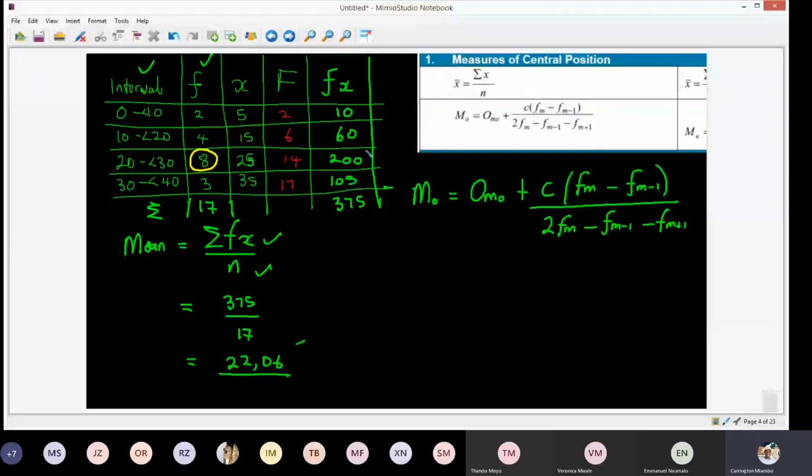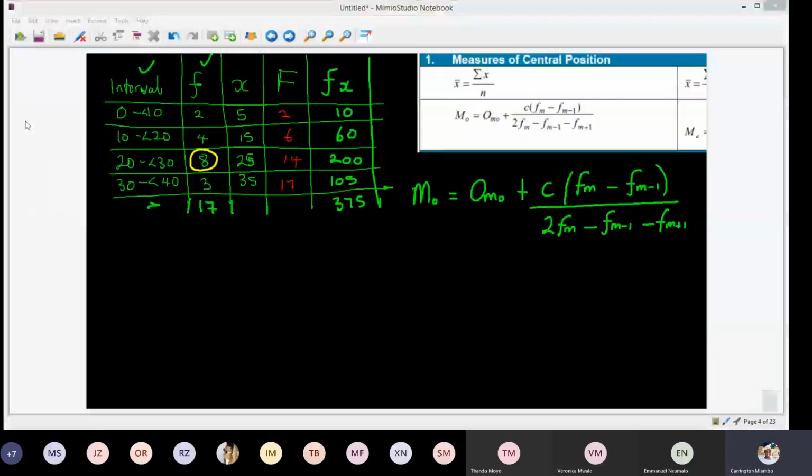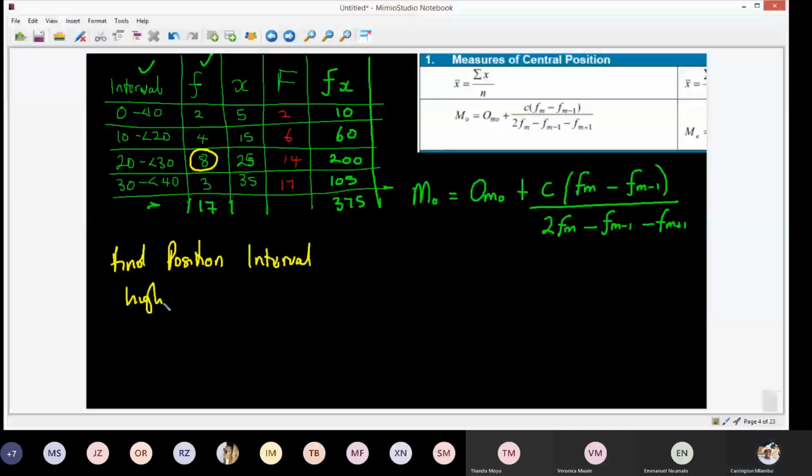So you first find the position. Let me just erase the mean. You find the position first, the interval. You see the highest frequency is 8 and it falls in the interval 20 to 30. So for 20 to 30, I'm going to write the answers here so that it will be easy for you to substitute.